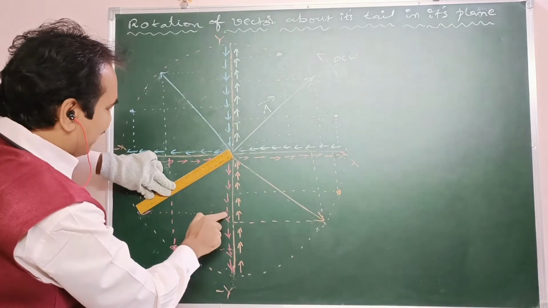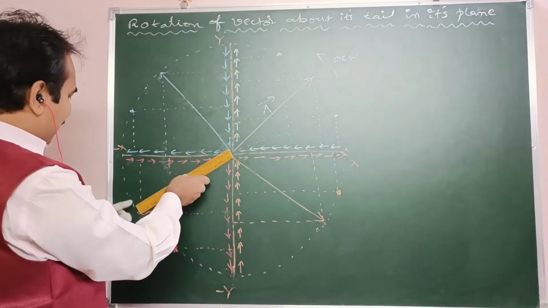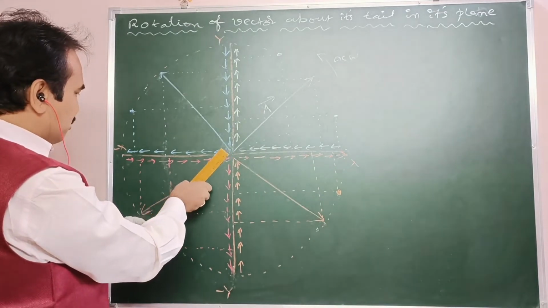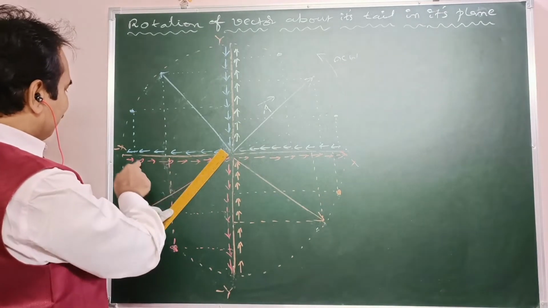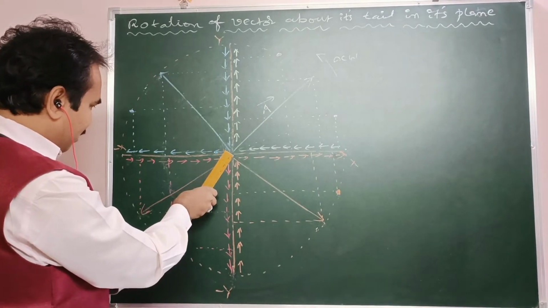This is the normal drawn to the y-axis. Now from here to there, y coordinate. From here to there, x coordinate. So gradually what happens when it is rotated like that means x coordinate decreases. Suppose this is the vector.